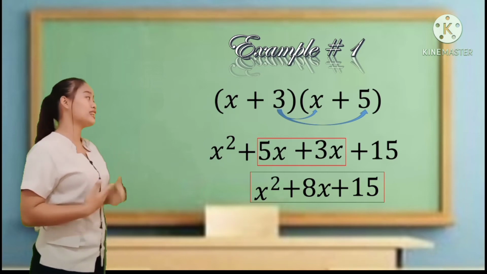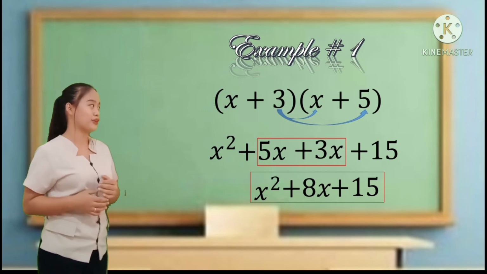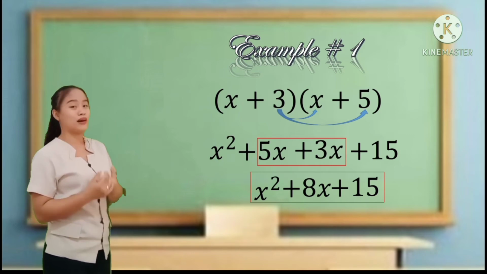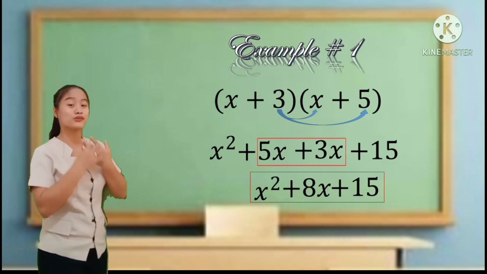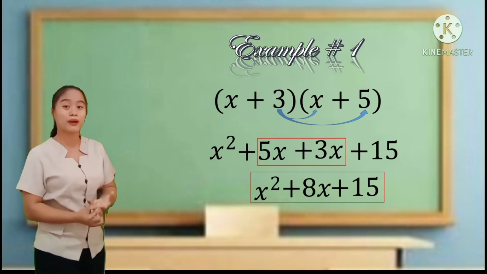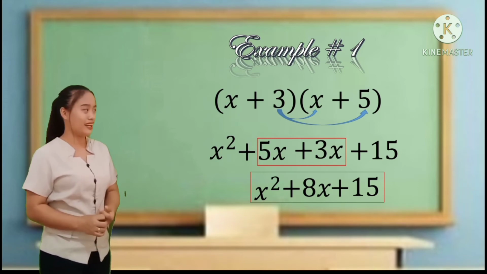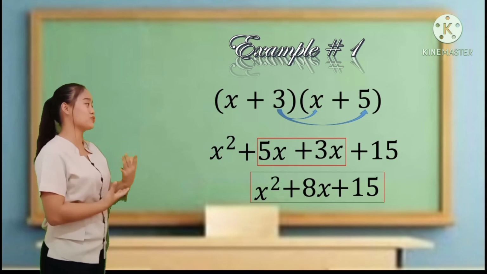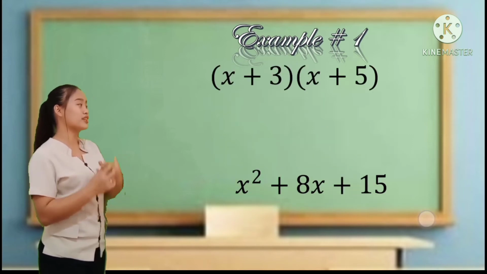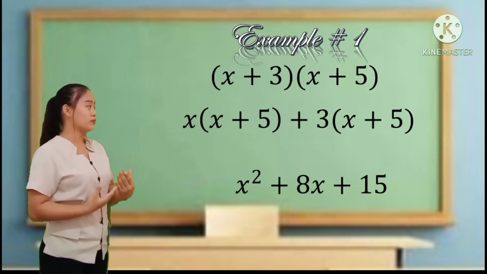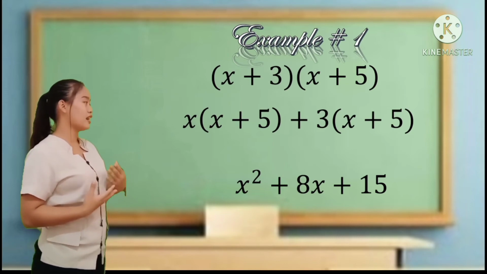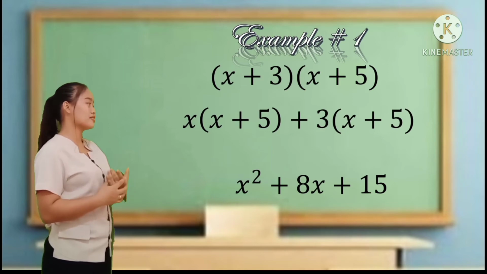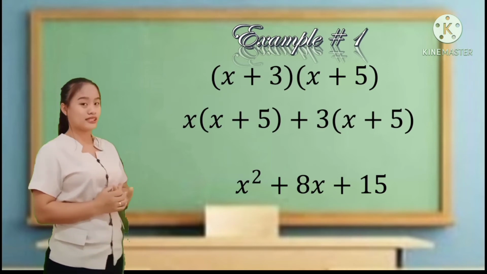Okay? So now let's try to use the distributive property. If the answer is the same as with the FOIL method, then we conclude that our solutions for the FOIL method and distributive property are correct. So now you need to separate the first two terms, which are x and 3, then put the second binomial. There you have x multiplied by x plus 5, then 3 multiplied by x plus 5.